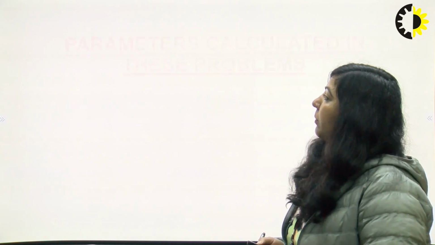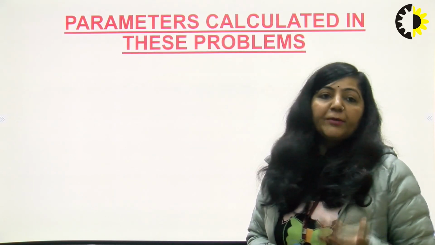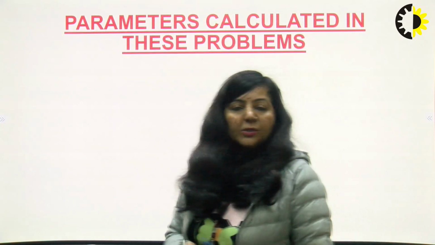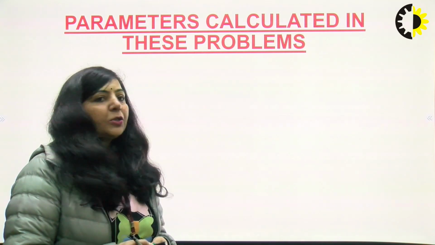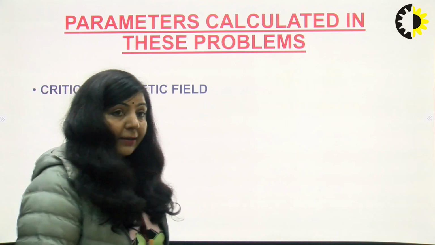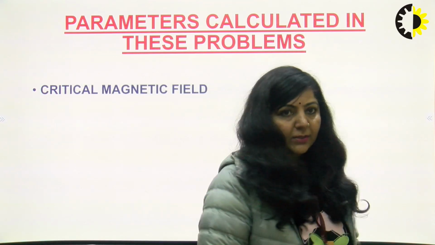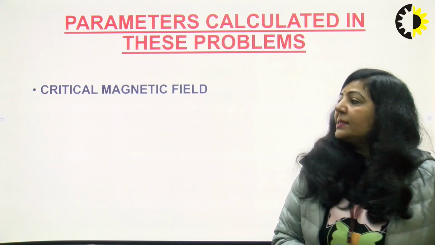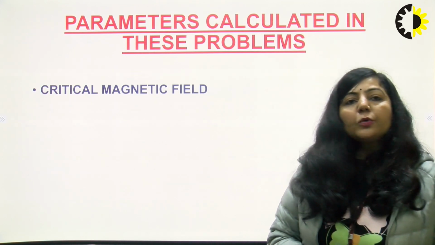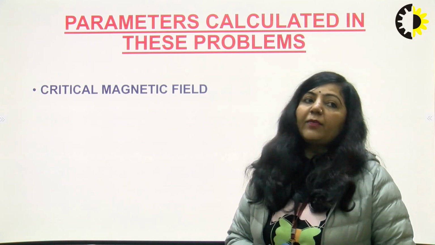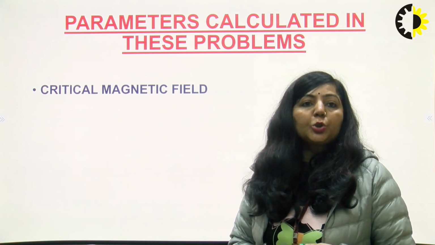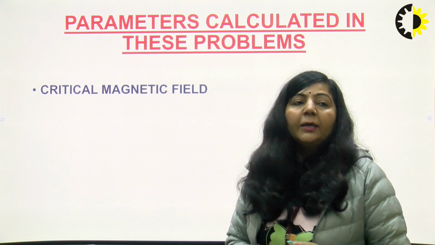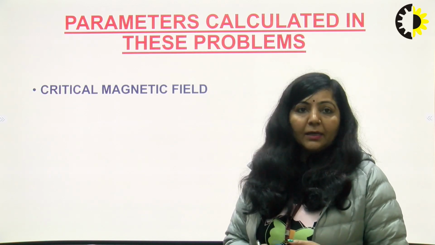But before going into those numerical problems, let's see which parameters we are going to discuss in today's lecture. Superconductivity depends upon various factors. There are certain metals, ceramics, alloys, which show this phenomenon of superconductivity at a very low temperature. And the temperature below which the material will show this superconducting behavior is known as critical temperature.